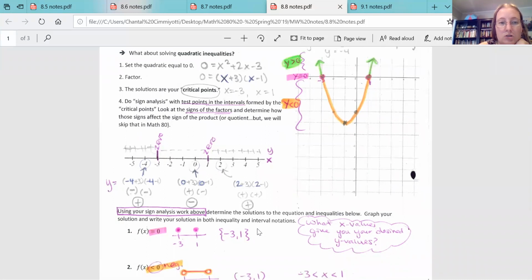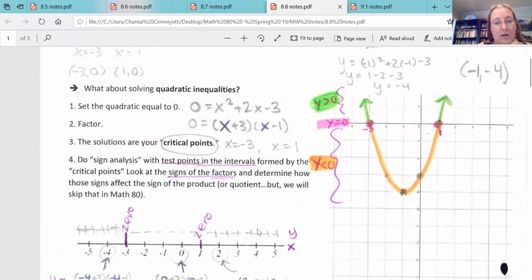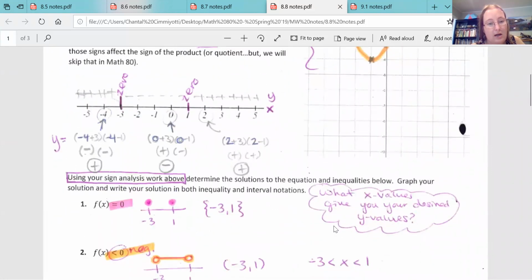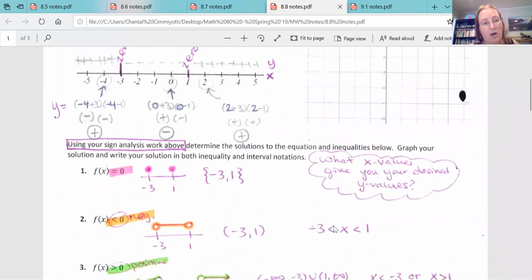So the directions are right there. You can pause it and write it down. I can zoom out a little bit so you can see the example more completely. It says, using that sign analysis above, when is the function 0? We determined that was at -3 and 1. Those are your x-intercepts. They are 2 distinct points.